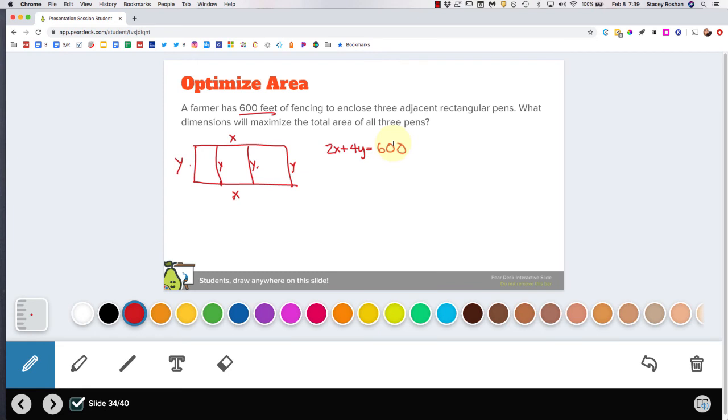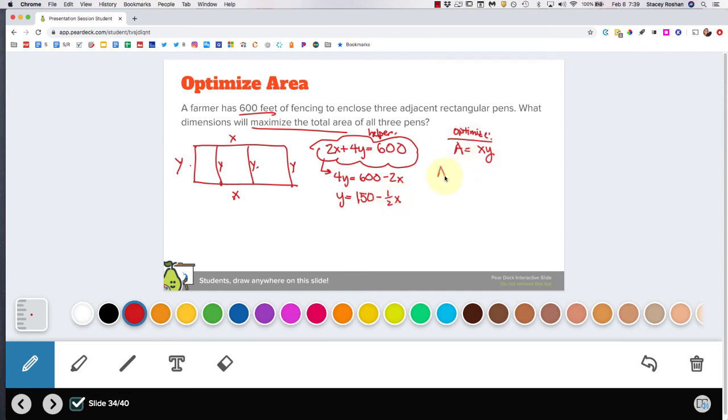That's one piece of information. And we want to maximize the total area. The area of this is just our x times y. This is what we want to optimize. So this is going to be our helper. Remember, our helper helps us get our equation that we want to optimize in one variable. Why don't we just solve for y? We normally do that. 4y equals 600 minus 2x. Divide everything by 4. y equals 150 minus 1/2 x.